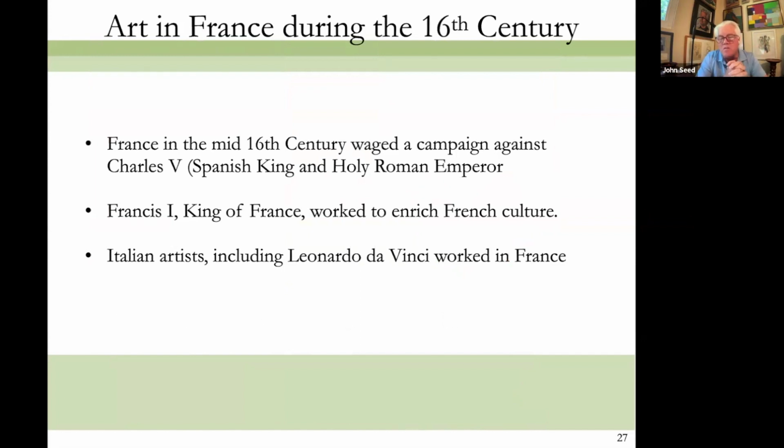Shifting quickly to France, in the mid-16th century, France waged a campaign against the Spanish king, who was also the Holy Roman Emperor. At the same time, Francis I was very, very enamored of Italian culture and worked to enrich French culture. In fact, one of the things he did, besides using all kinds of French architects and artists when he built, he brought Leonardo da Vinci to France for 3 years, and that's where Leonardo da Vinci died after working for Francis I.